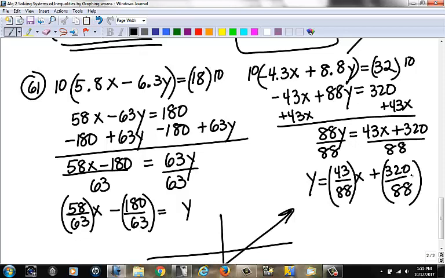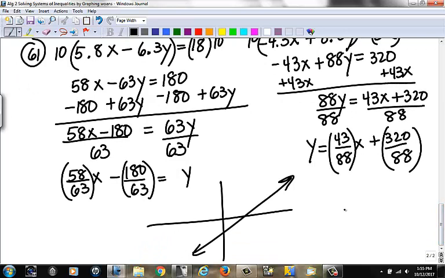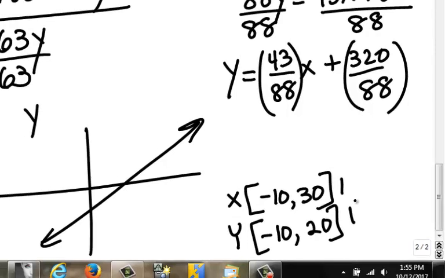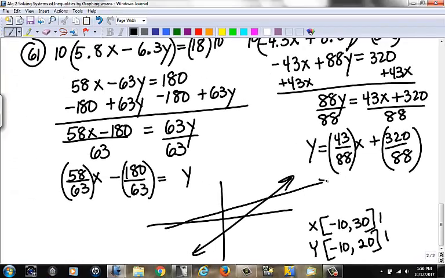And you guys, when I do this in Trig and in Calc, I usually write down my window in case I want to come back. Three years later, you're at college and you want to graph this. What I do is I say my X window is negative 10 to 30. I really don't care what the scale is, but if you want to write the scale, I usually write it up there. For the Y, my window, I did negative 10 to 20, and my Y scale was 1. And that way I know the other graph looks like this.